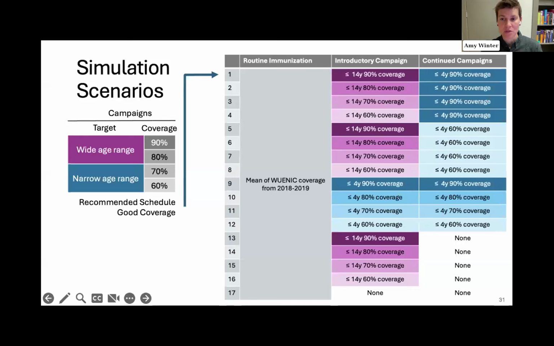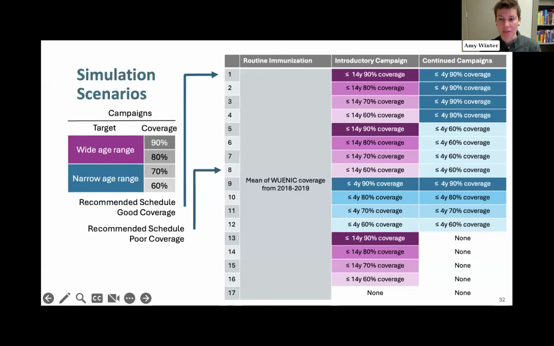The scenarios are organized from the most comprehensive at the top, which have the recommended schedule of a wide age range introduction campaign and continued follow-up campaigns, and those are arranged from the most optimistic to the pessimistic coverage levels. So scenario 1 has 90% coverage for introductory campaign as well as follow-up campaigns. Then, as we move down the rows, the coverage drops to reflect more pessimistic performance of 60% coverage for both introductory and follow-up campaigns. But all of these first 8 scenarios are based on the recommended schedule of the wide age range introduction campaign and follow-up campaigns.